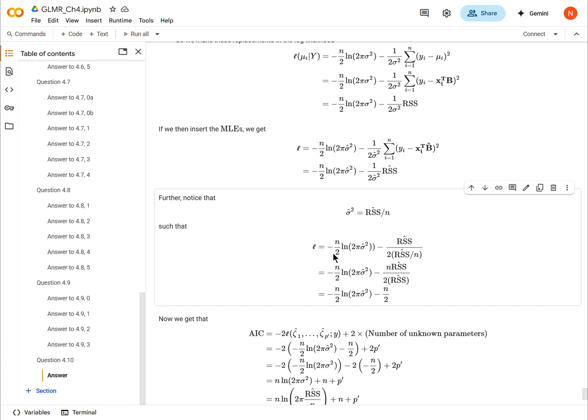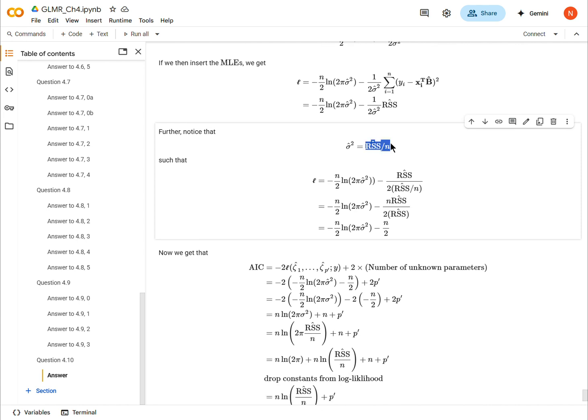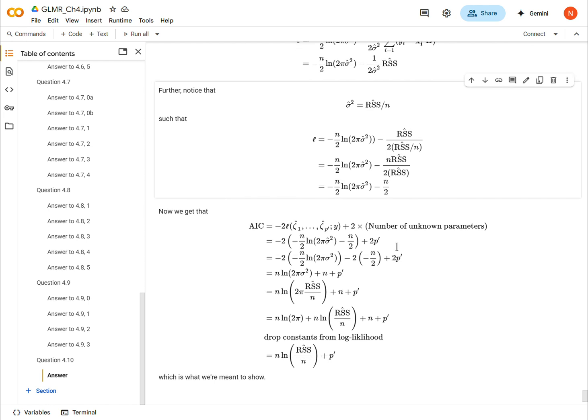But anyway, we have the log likelihood, and now we have our new expression for the log likelihood, just by substituting RSS divided by n for some places where we see sigma hat. So we see it here in the denominator, so it goes down here. Now the RSS's cancel out, and we get n over 2. And so now our expression can look like this.